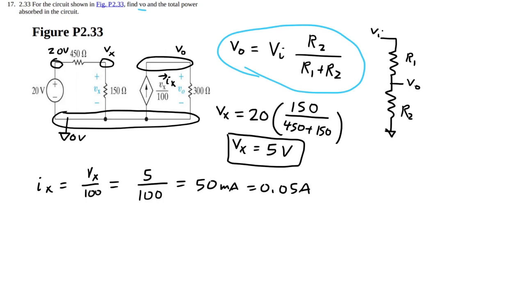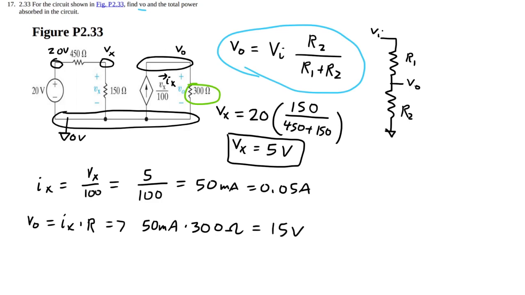So anyway, now that we have that, we have nowhere else for the current Ix to flow but through this 300 ohm resistor, right? This 300 ohm resistor right here. So to calculate VO, all we have to do is Ohm's law. So we have VO equals Ix times R. So that is 50 milliamps times 300 ohms. So that means that VO is 15 volts. Okay, so we solved the first part of the problem.